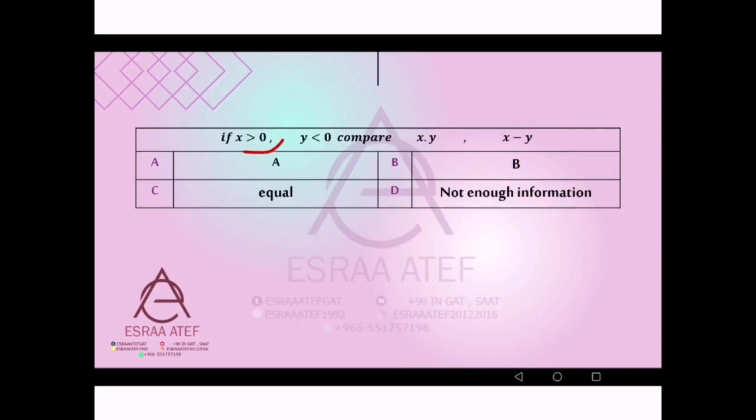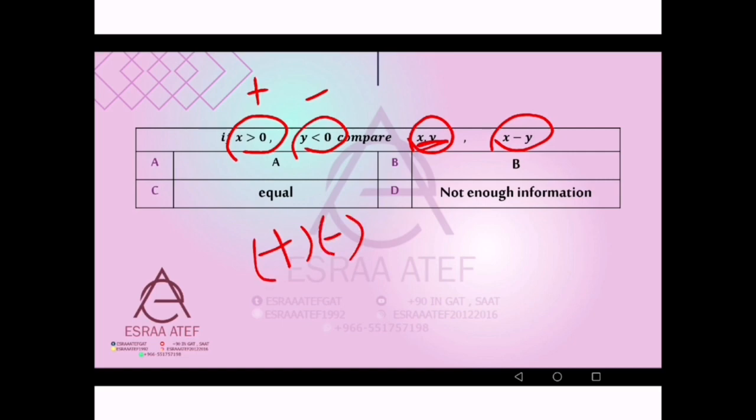Here he said that x is bigger than 0 and y is less than 0, and he wants you to compare between x times y and x minus y. X bigger than 0 means it's positive. Y less than 0 means it's negative. So here we have positive times negative, and it will be negative.